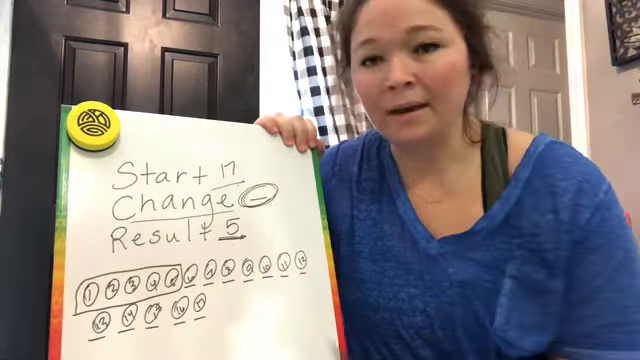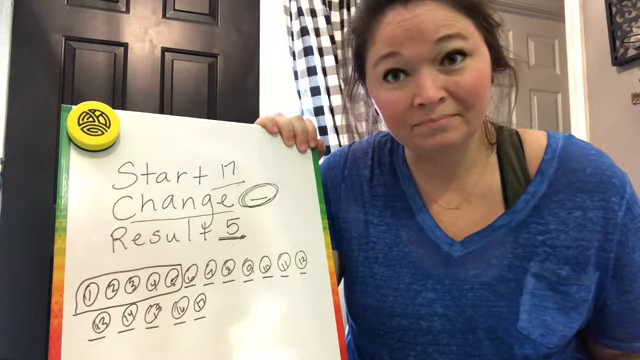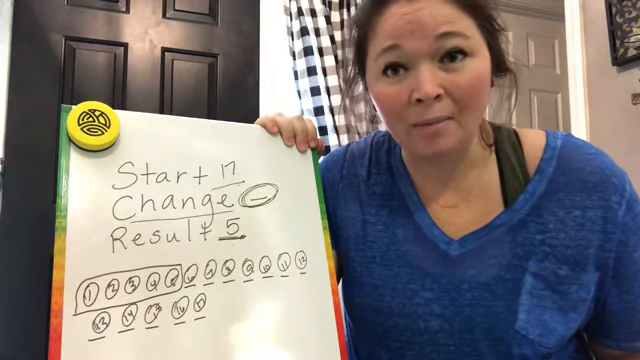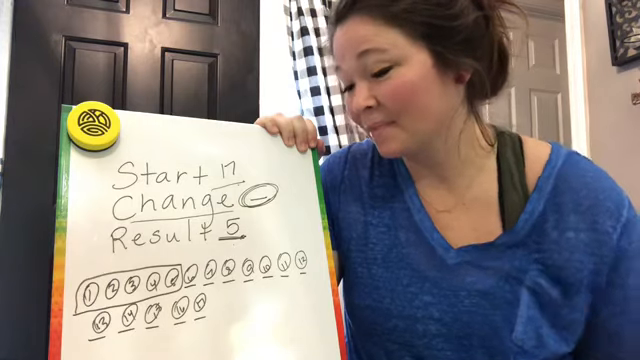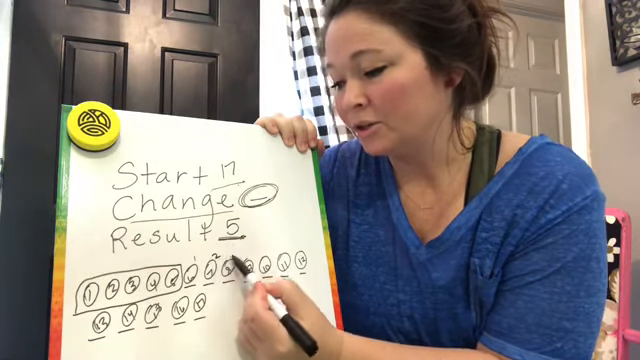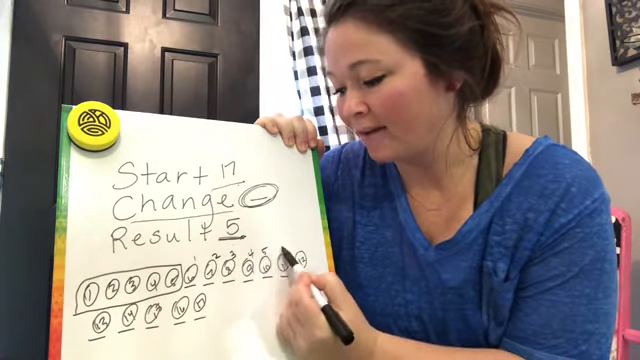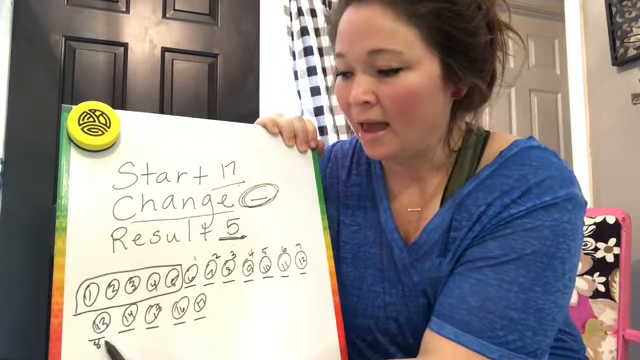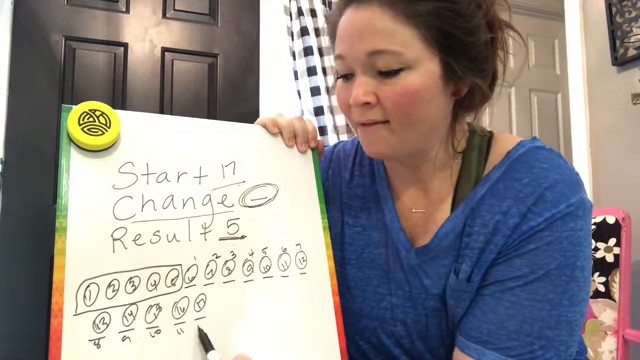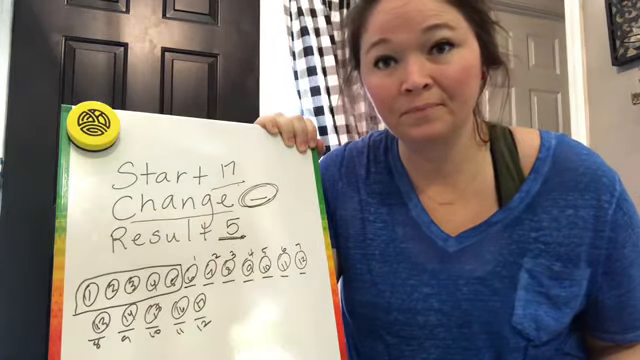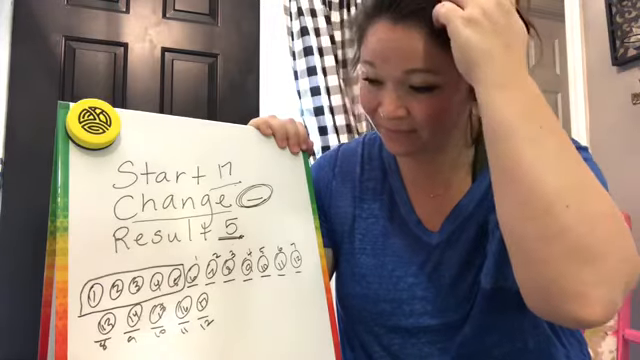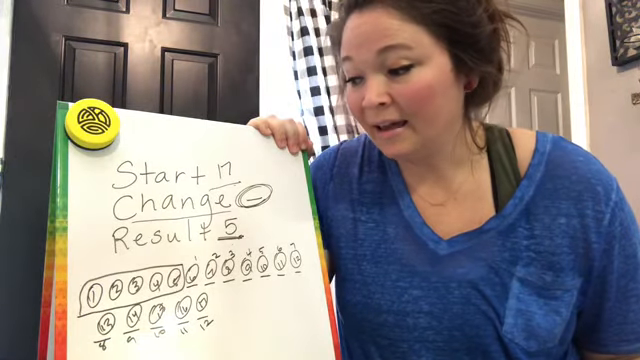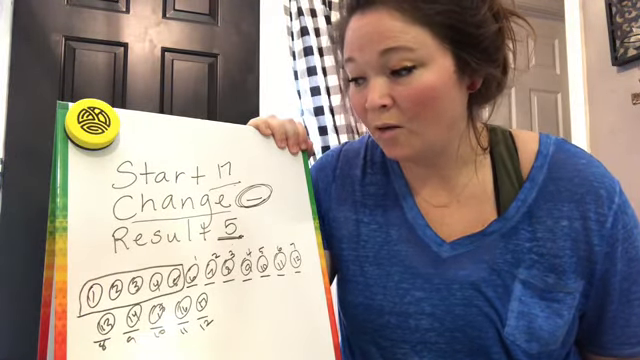How do I know how many there are? The only way I'm going to know how many there are is if I count them. Okay, let's count them. 1, 2, 3, 4, 5, 7, 8, 9, 10, 11, 12. Okay, is that what you got? All right, he planted 12 of them.